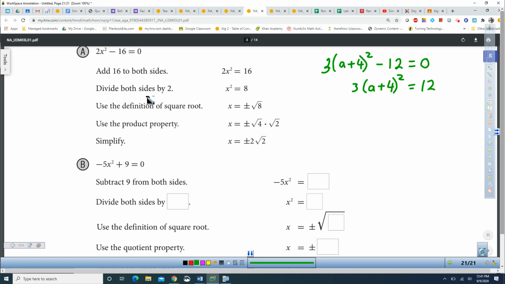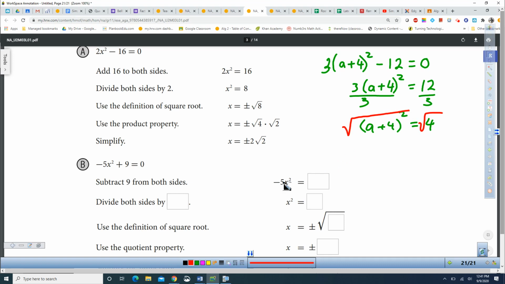Okay, what do we do next over here? We divide it by 2. Well, we're going to divide by 3 here. So it cancels there. So you get a plus 4 squared equals 4. Easy enough, okay? But now we can't subtract 4 because it's inside the parentheses. But we have gotten the square by itself. So now we're able to keep going further by taking the square root of both sides of the equation, okay?